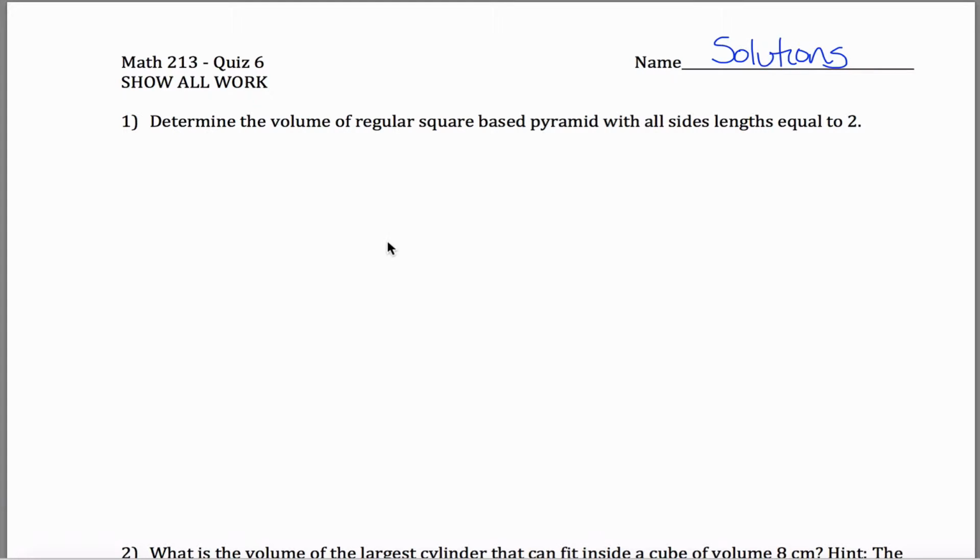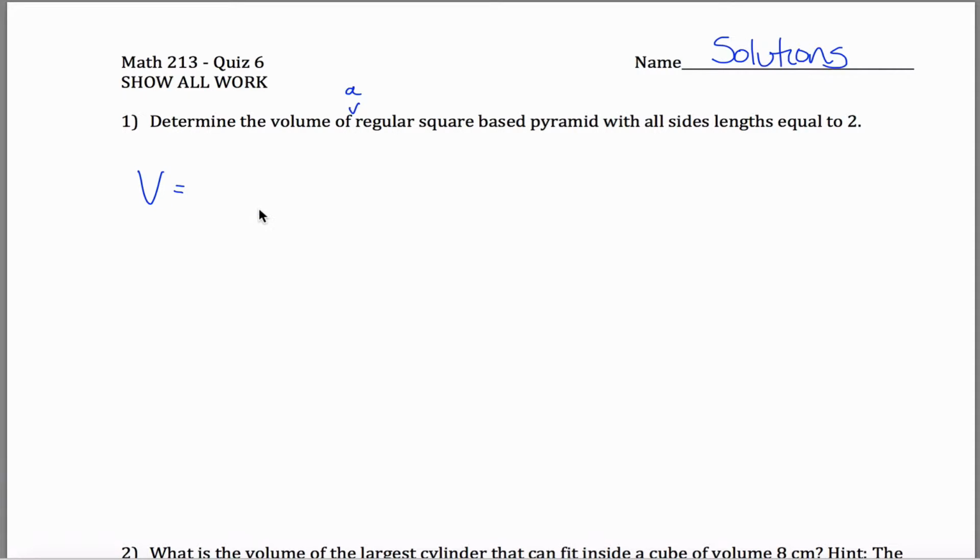All right, here are solutions for quiz 6 from Math 213. This first problem, you're asked to determine the volume of, I guess, a regular square-based pyramid with all side lengths equal to 2. Okay, so I guess you need to know a few things.